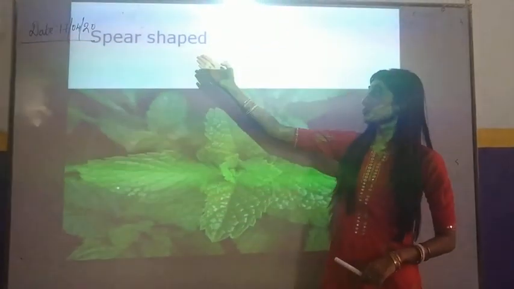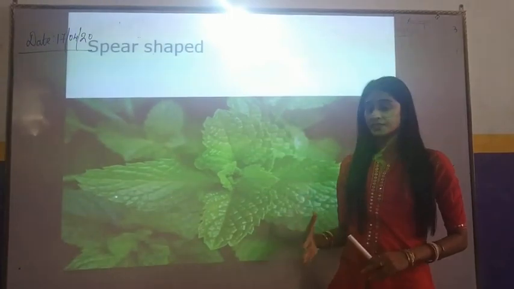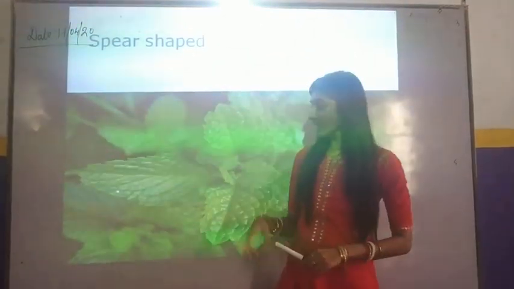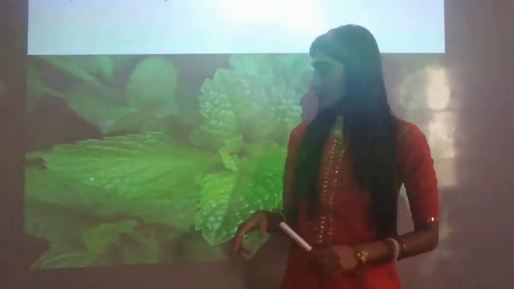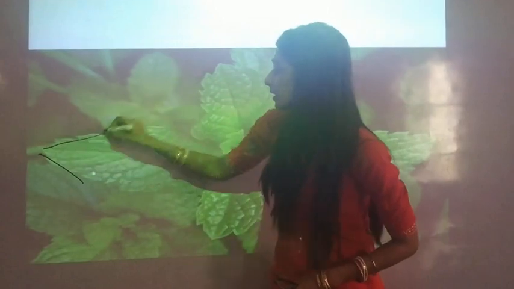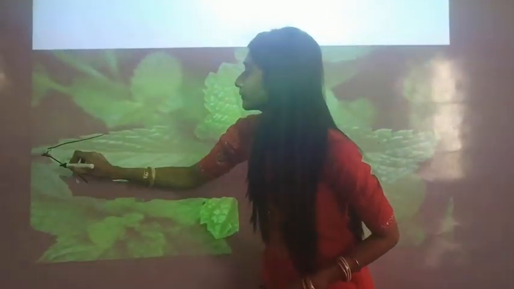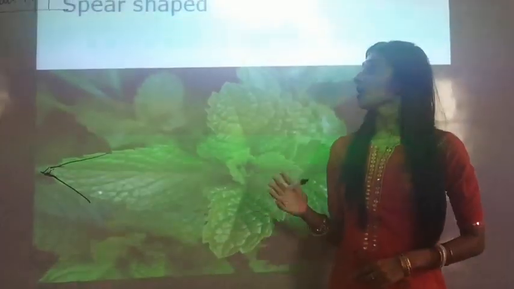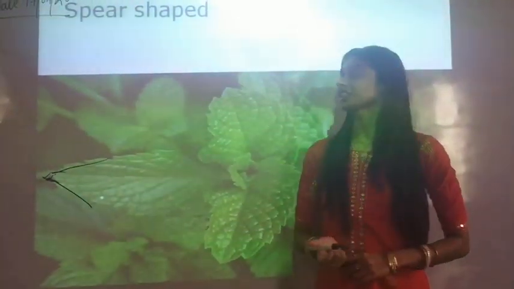Next is the spear-shaped leaf. If you observe the leaf carefully, you can see the end part of the leaf is pointed. It looks like a spear. See, it's pointed. Its ends are pointed. So this type of leaf is known as a spear-shaped leaf.